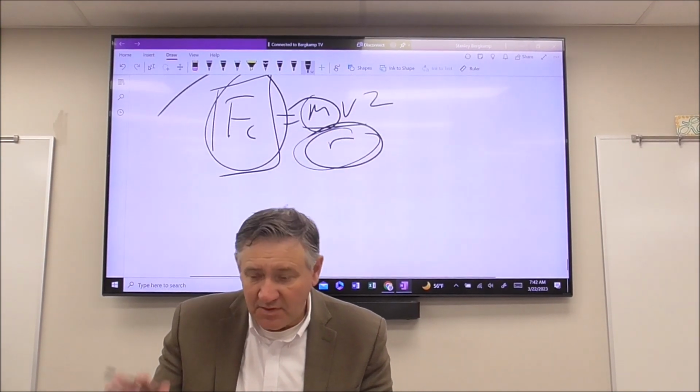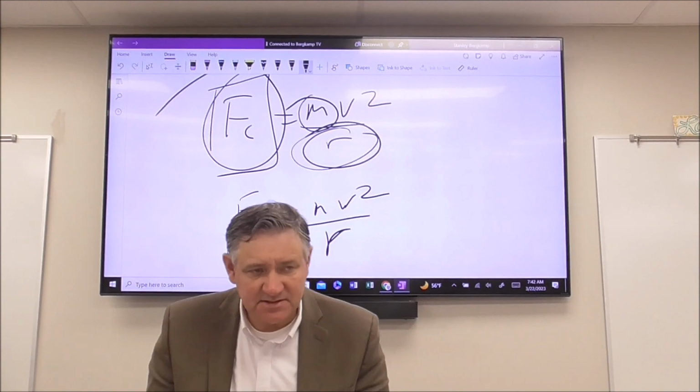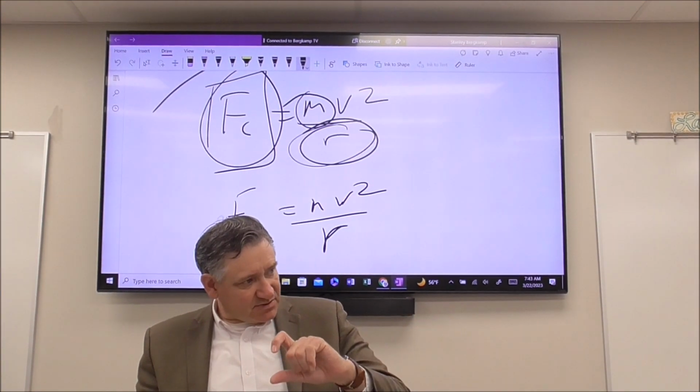Then on the last ones, you're going to change the stopper itself. So that's going to be mv squared over r. Now, this is the only one that's going to be an inverse relationship.